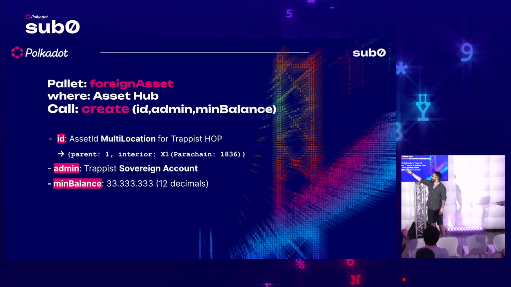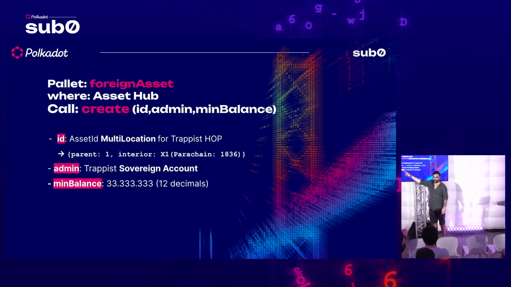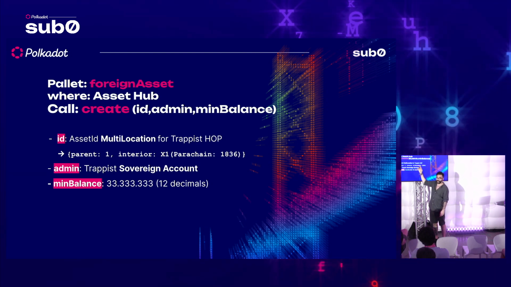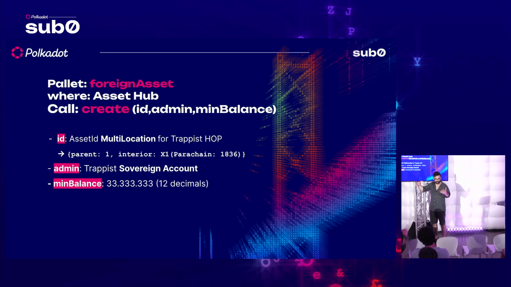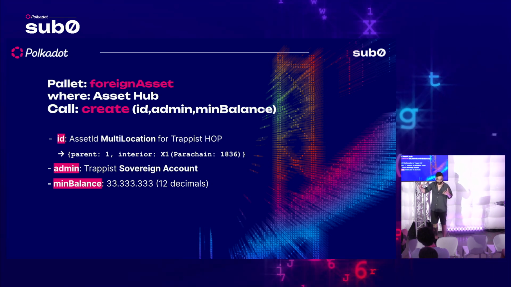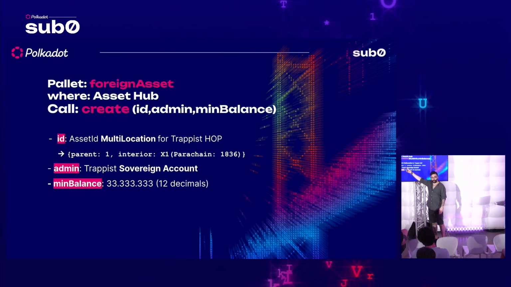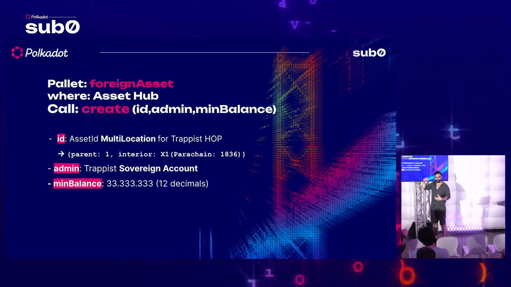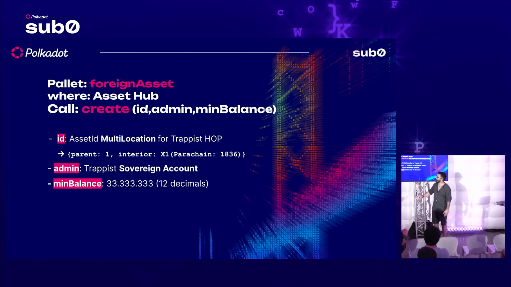We are going to set the ID. I am trying to register HOP, which is not a Trappist native asset. So I will register it, again using this convention that we spoke about, where the location of the native asset is me. As Trappist, I will register HOP with my location from the Asset Hub perspective, again using a multi-location.